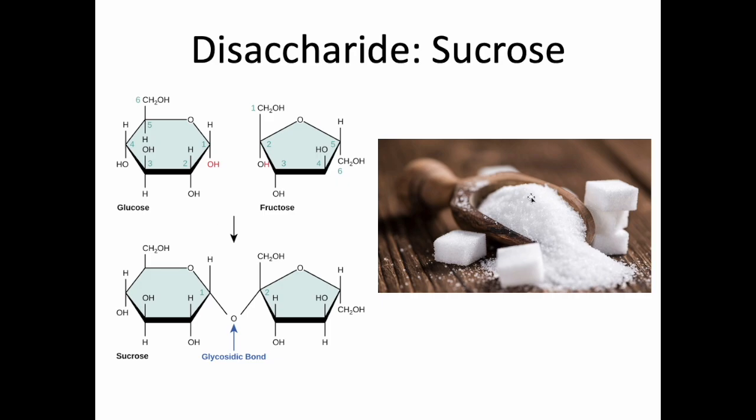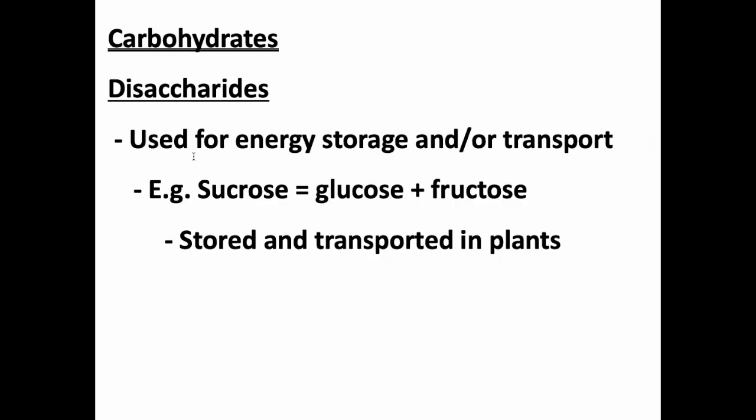Here we have some refined sucrose, table sugar cubes, but these are made in nature by plants. They'll store their energy in the form of sucrose, and they'll transport energy throughout the plant in the form of sucrose. So to summarize, disaccharides can be used for energy storage and/or for transport. Sucrose is a good example of a disaccharide. It is glucose plus fructose. It's stored and transported in plants.